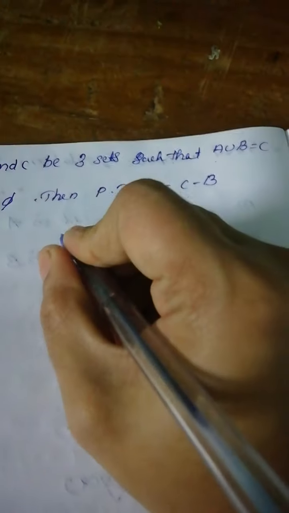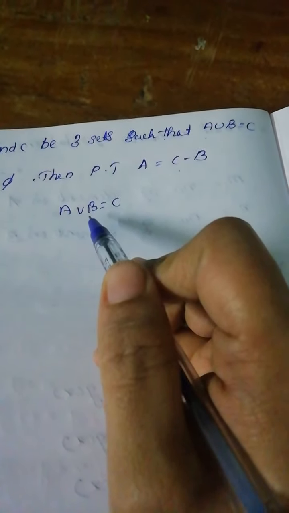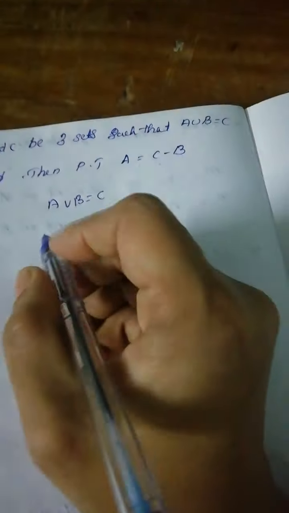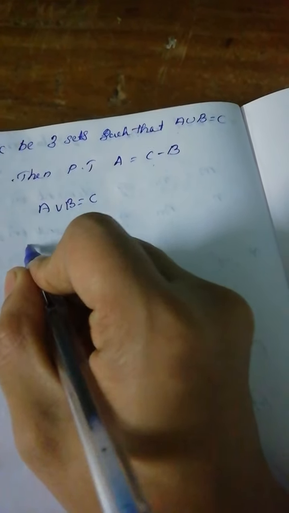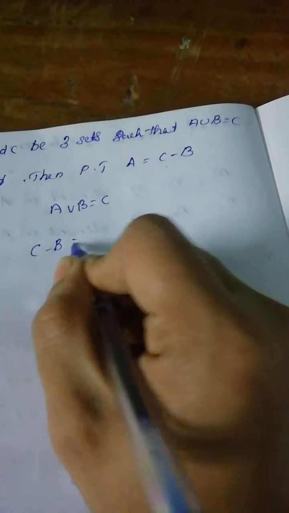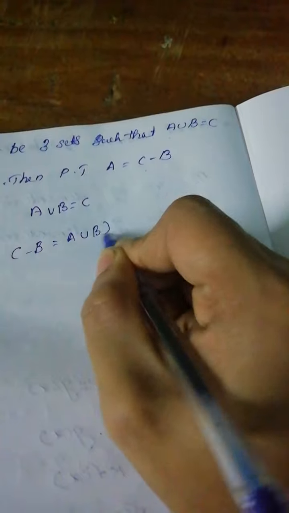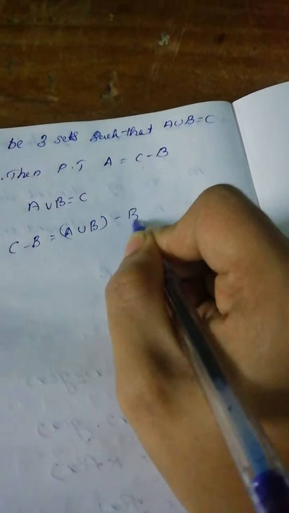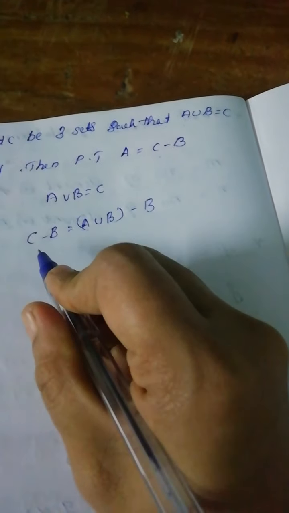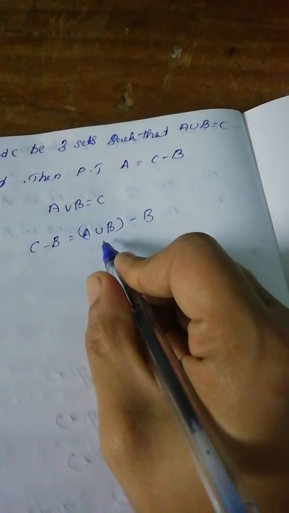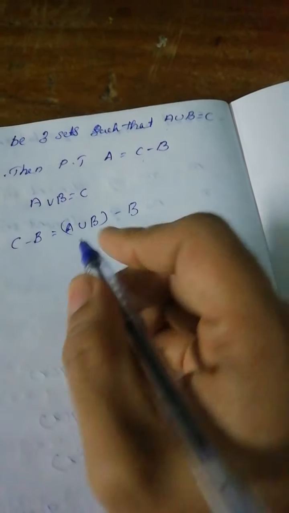First one is A union B equal to C. Using this condition, you have to prove that A is equal to C minus B. For that, first we write C minus B. So, we put minus B on this side also. Here we get a new relation: C minus B equal to A union B minus B.